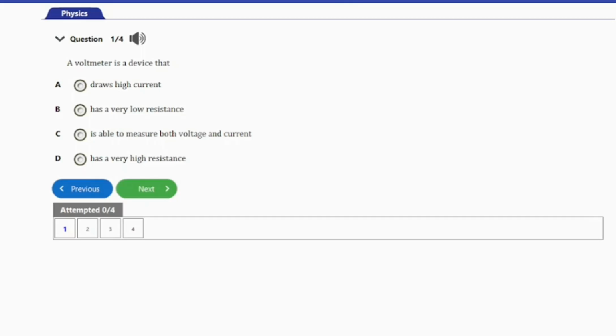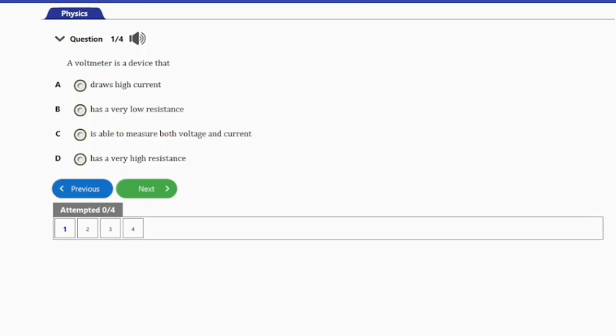It says, a voltmeter is a device that A. draws high current, B. has a high resistance, C. is able to measure both voltage and current, D. has a very high resistance. So guys, actually a voltmeter has a very high resistance, and as such, option D is the answer to this question. So you see the rest of the options. The voltmeter does not measure both voltage and current, neither does it have a low resistance, and it does not draw high current. So the only option that suits the answer to this question is option D.